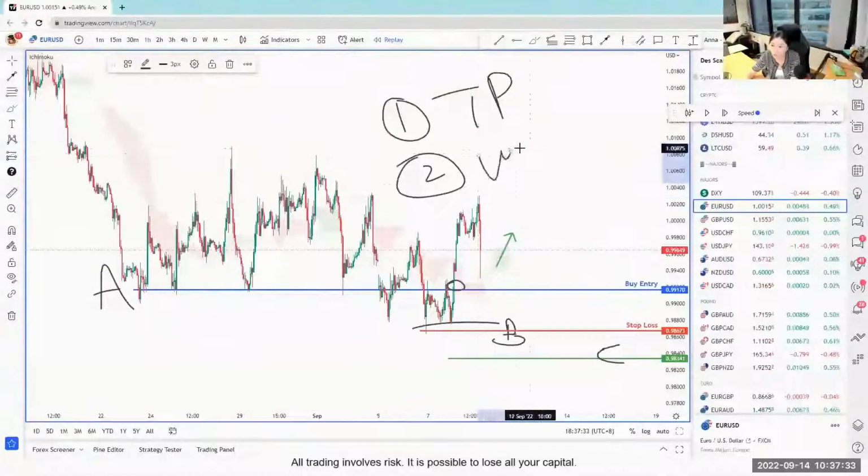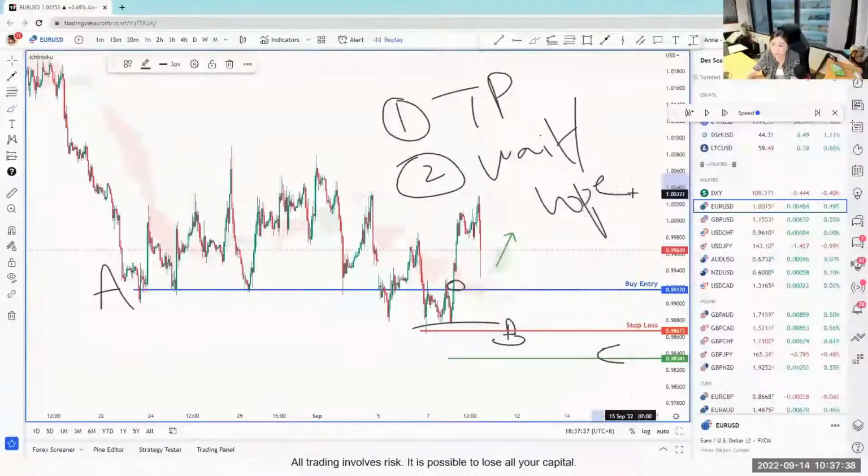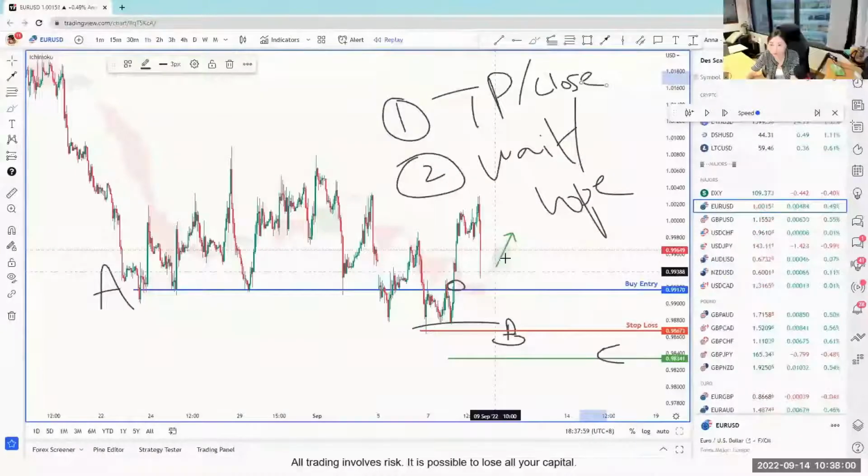Number two, I can wait or hope that price will come back up and leave everything else as per usual. I will still place my stop loss here. I'll still leave everything as it is. So what would you do? Will you take the profit and close the position? Or would you wait and hope that price should go in the direction you have analyzed for so long for this entry?